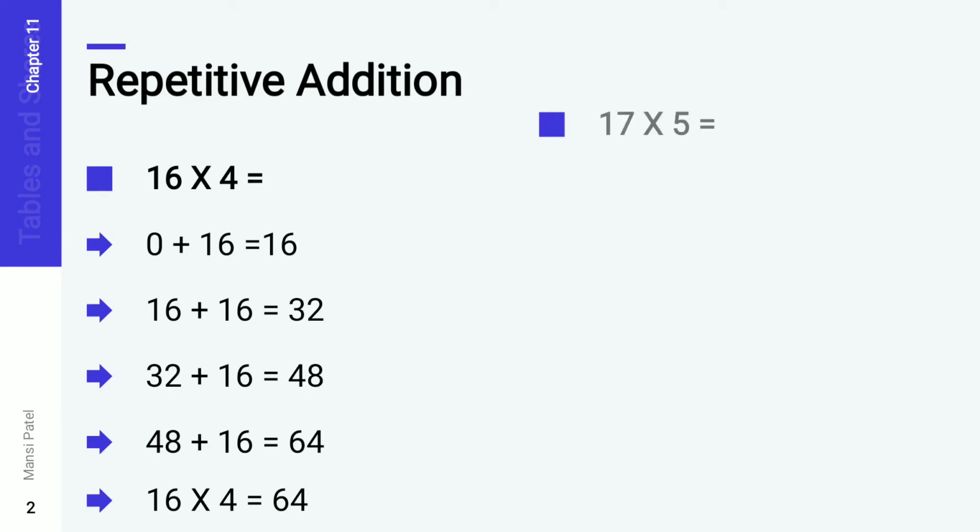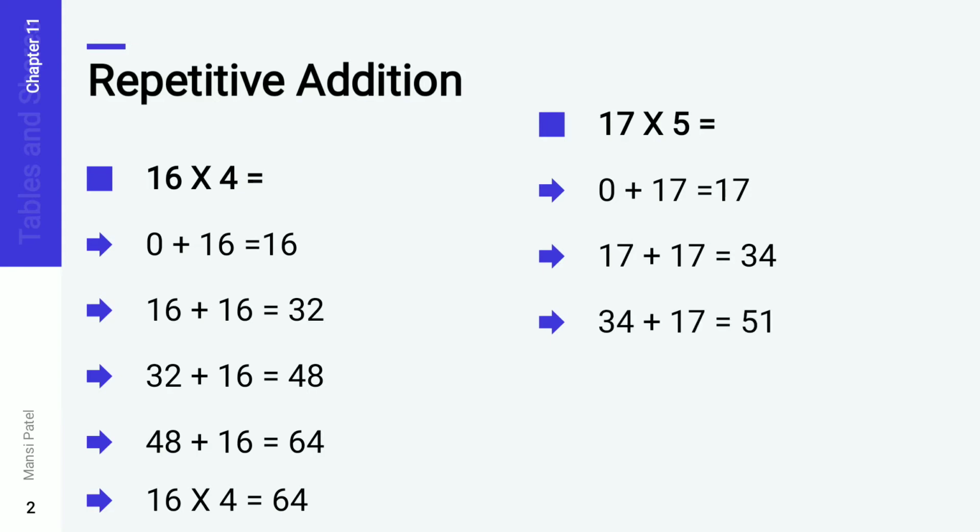Now, you want to find out what 17 fives are. How can you find out 17 fives? First you have to add the number 17 to 0. So 0 plus 17 is 17. Then again you have to add 17 to the answer of the previous addition. The previous answer is 17, so 17 plus 17 is equal to 34. Now again add 17 to the previous answer. So 34 plus 17 is equal to 51.